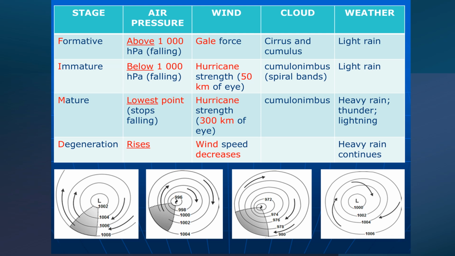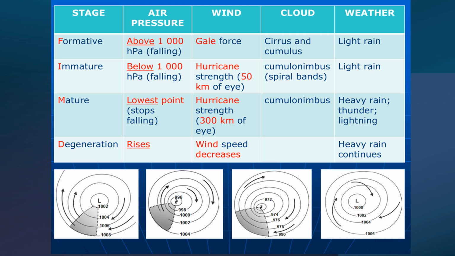In the formative stage, there are cirrus and cumulus clouds. In the immature stage, your cumulonimbus clouds start forming as spiral bands, and in the mature stage, there is the occurrence of those cumulonimbus clouds that do create the vortex.